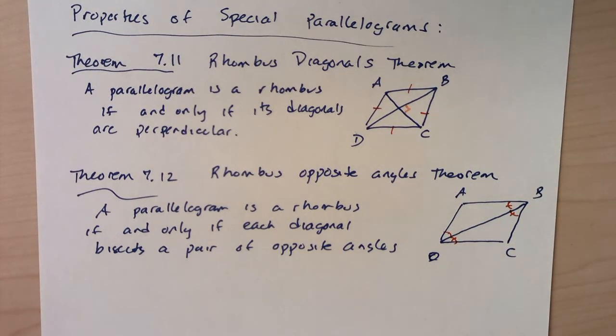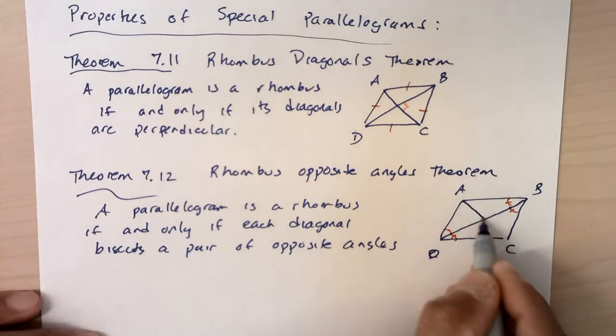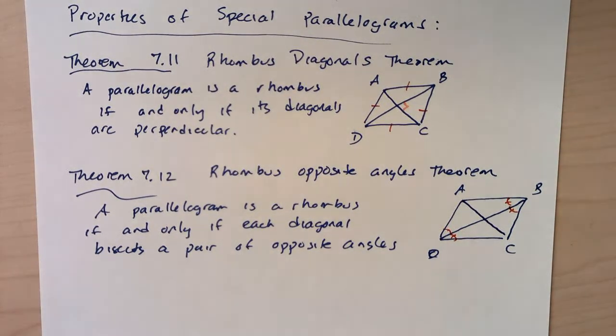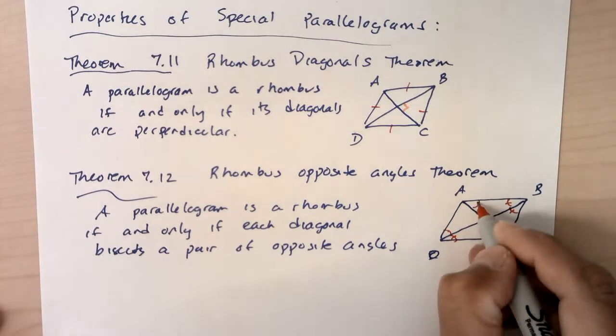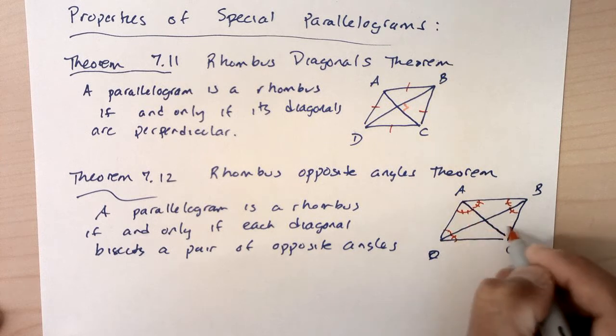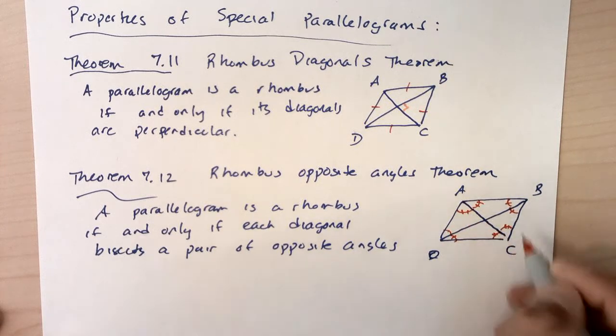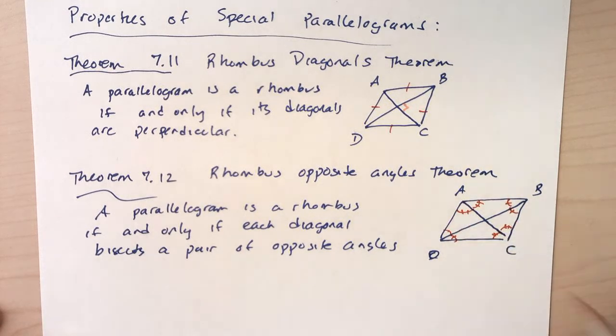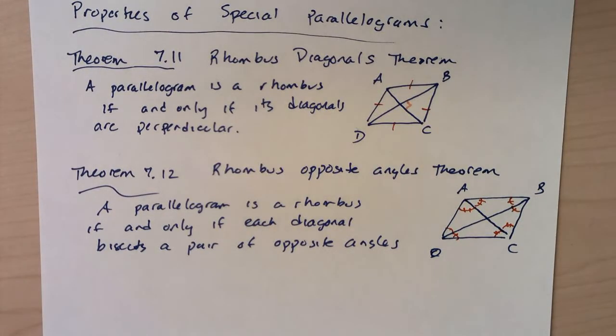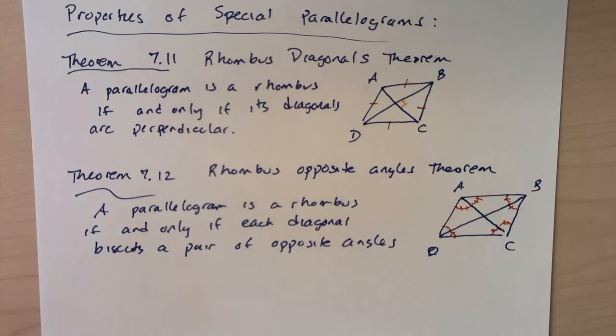Because it's a parallelogram, opposite angles would be congruent, but then diagonal AC would need to bisect angles A and C as well. It would look like this again. These four angles would all be congruent, but not necessarily congruent with these four angles. But if the two diagonals bisect a pair of opposite angles, then the quadrilateral, the parallelogram, I should say, is a rhombus.